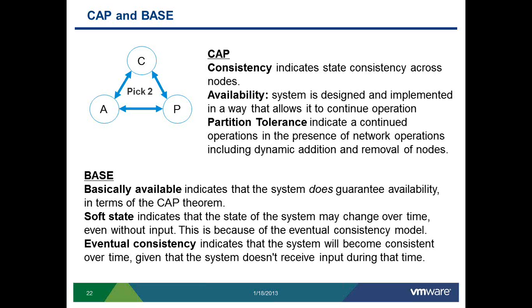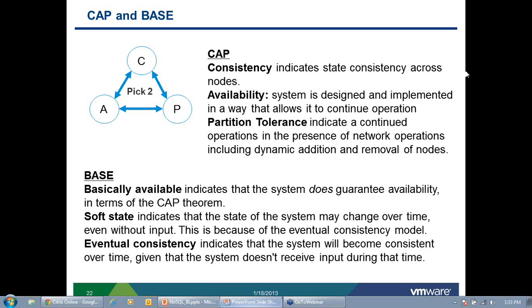And availability means the system is designed and implemented in such a way that it continues to operate even if one of the nodes goes down. And partition tolerance means that if you have a huge network of nodes, dynamic addition of extra nodes will not harm the existing, already running system.